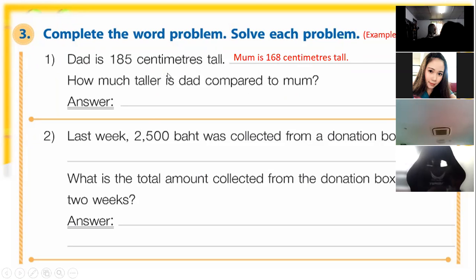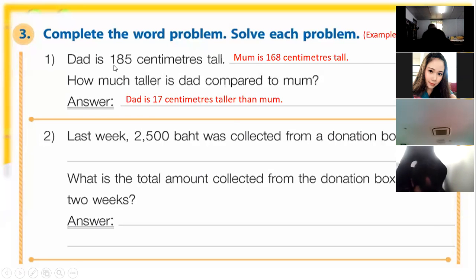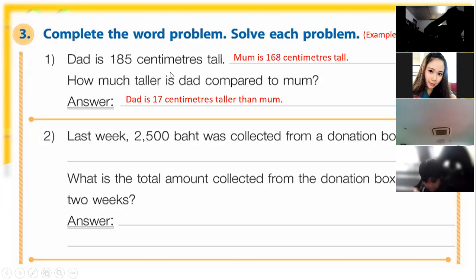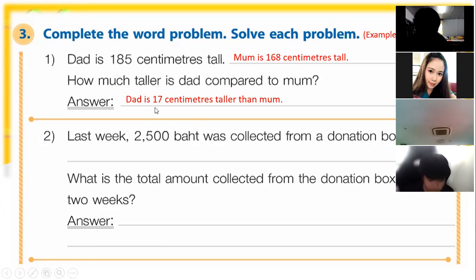So we can see the first information is dad is taller, right? So mom has to be shorter than the dad. For example, mom is 168 centimeters tall. Now, if we compare both, we have to find the answer. We subtract 168 from the dad's 185 centimeters. So we will have a 17 centimeter difference. So the answer is dad is 17 centimeters taller than mom.